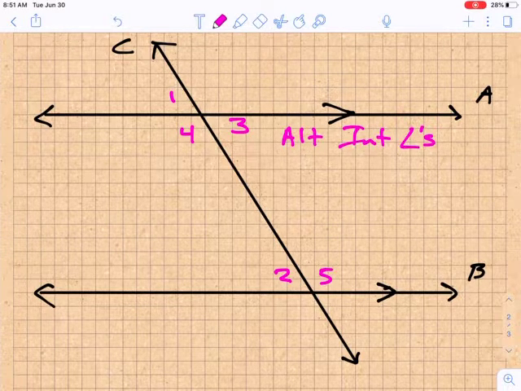I'm sorry, I'm using the wrong language here. I should be saying that the measures of them are equal to each other. They are congruent angles. So 4 is congruent to 5, and 3 is congruent to 2.